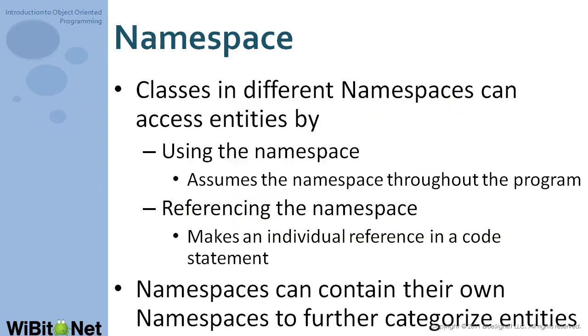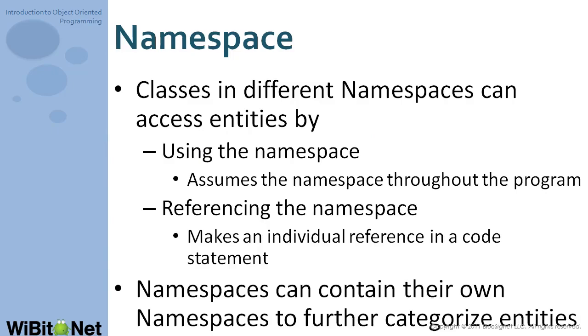Classes in different namespaces can access entities in one of two ways. One is by using the namespace, and by saying we're going to use this namespace, from that point forward, we don't have to call the namespace anymore. It's just assumed. Or we can directly reference the namespace. Every time we want to call something inside of a namespace, we say the namespace name and then what's inside of it and so forth.